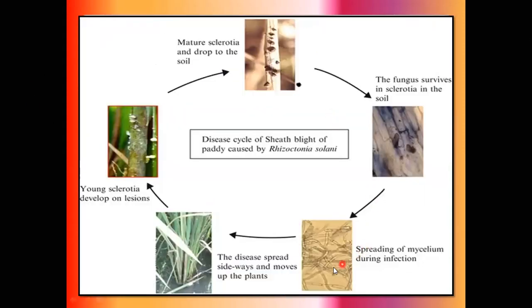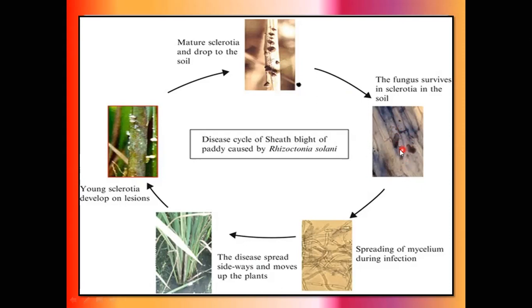This is the disease cycle of Rhizoctonia solani. On the infected plants the young sclerotia are seen, and the sclerotia are disseminated from one place to another. The sclerotia may float on the surface of the water and reach other healthy plants. So the infection spreads to other plants. These healthy plants become infected and show a blight appearance, or greenish gray lesions may be seen on the leaf and leaf sheath.